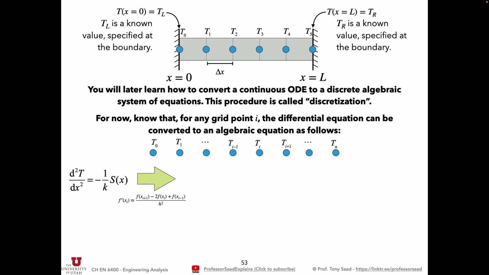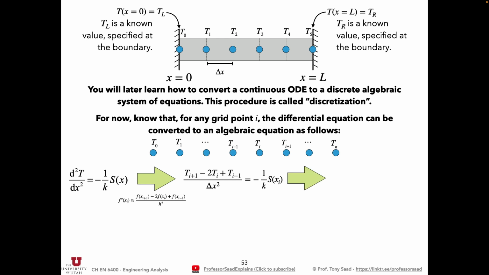Now I'm going to convert this using the formula for the second derivative. Don't worry about this step, because I will give you the formula. Okay? And then I convert this continuous ODE into an algebraic relation relating T i plus 1 and T i minus 1 to S of x i. I still don't know what the T i's are. That's what I'm after. But that's the whole idea. I'm building a system of equations that involves all of the T i's, going from 0 to n.